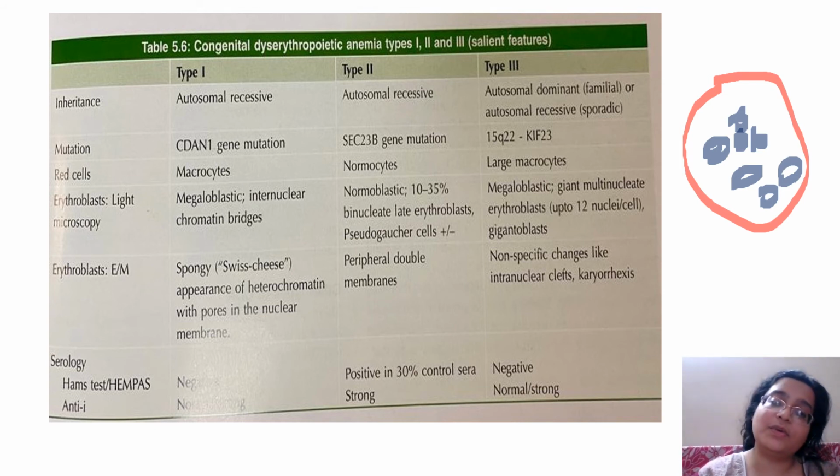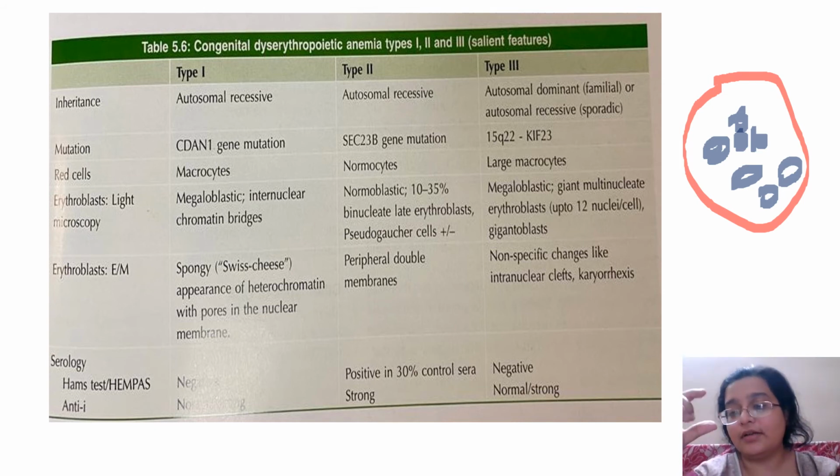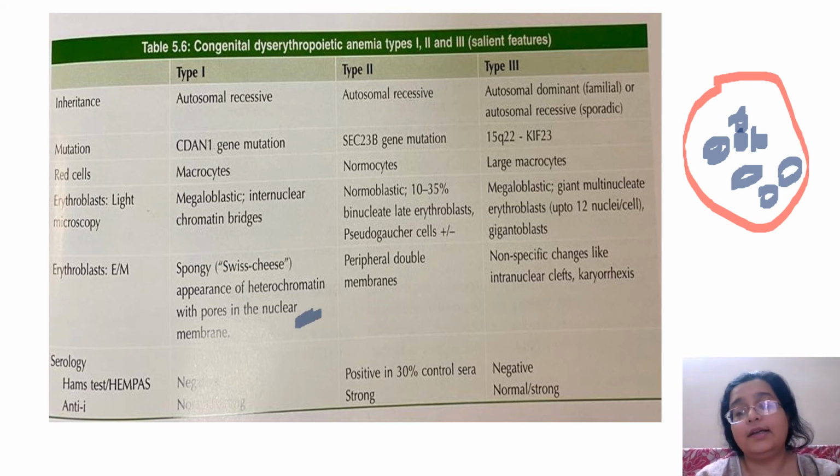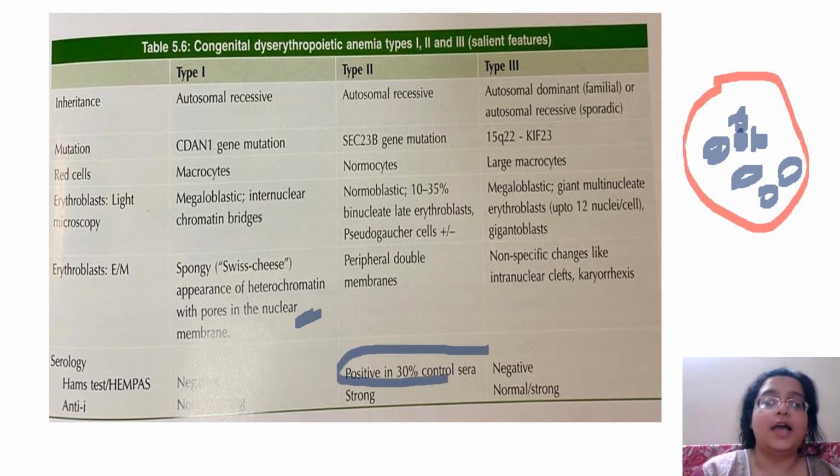Electron microscopy shows a Swiss cheese appearance. Have you seen the cartoon Tom and Jerry? The cheese that appears in that with holes, that is Swiss cheese. There are pores in the erythroid lineage nuclear membrane. In type 2, remember, 2 में 2 बहुत आता है, there's a double nuclear membrane, and type 3 has no specific change. The HAMS or HEMPAS test will come positive only in type 2 in 30% of cases, and TI, as I showed you before, is strong in all of them.